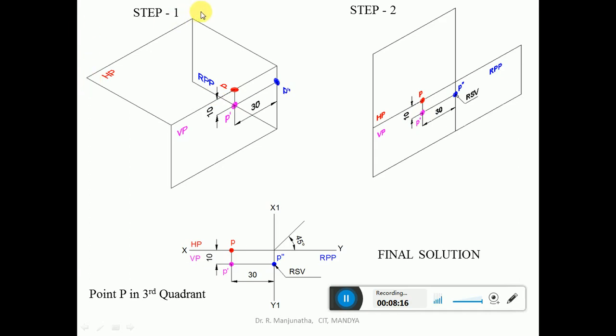When this is rotated to HP to the top, naturally this will be on the XY line, that is the point is lying on VP, so obviously the image will be on HP, so you are going to get the point image on HP.